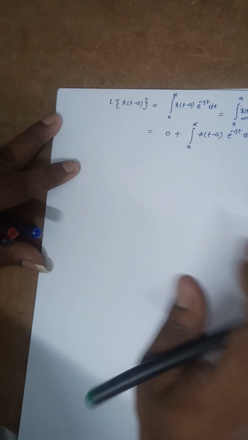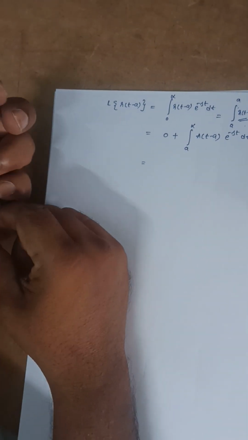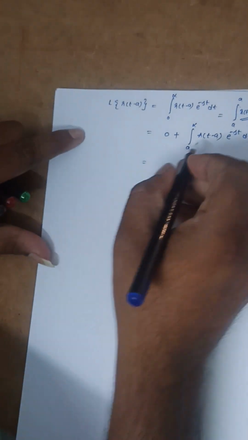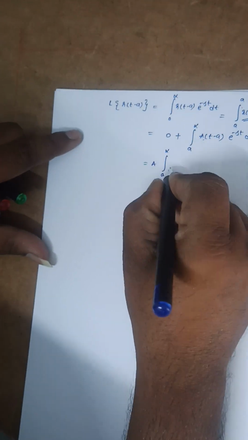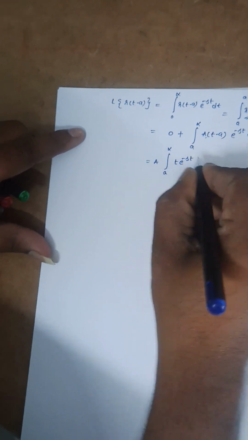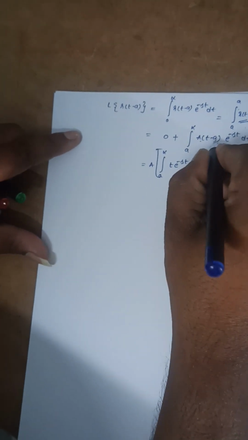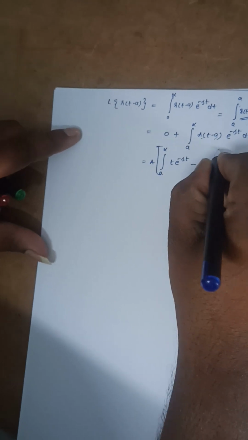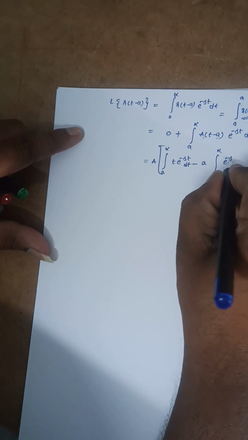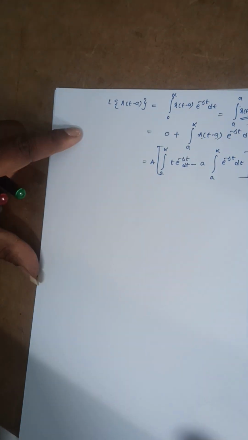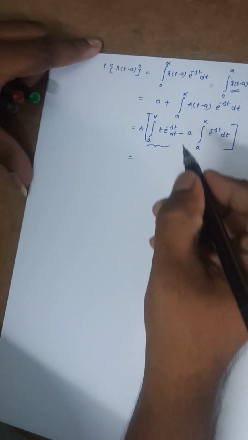Now if you solve this expression, a is a constant, so I can take it out of this integration: a into integral a to infinity t into e power minus st, minus a into, it is a constant, integral a to infinity e power minus st dt. And this integration I am going to find now.